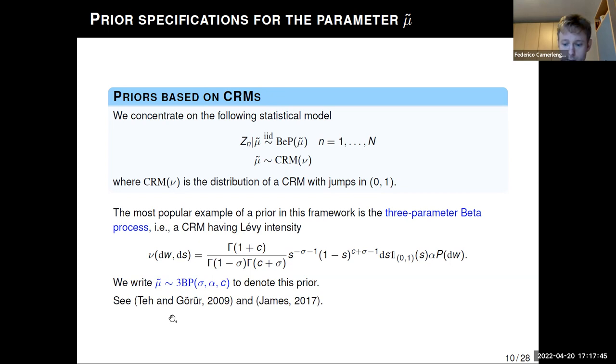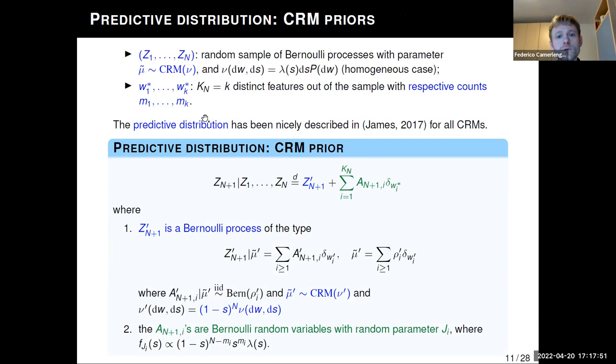We analyze the predictive distribution of completely random measures. So what are the predictive rules induced by this class of processes? We consider a sample Z1, ..., Zn of size n, and we assume to work with a completely random measure prior. We assume to observe k distinct features out of the sample with respective counts m1, ..., mk. What does it mean? It means that we observe feature W1 star in m1 observations. We assume that feature Wk star has been recorded in mk observations.